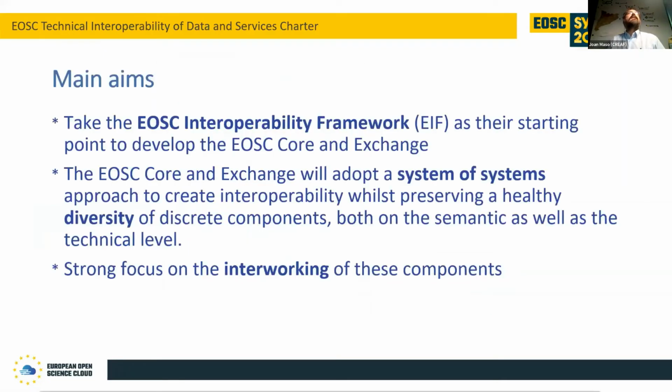Next, please. So the main aims stated in the charter are to take the EOSC interoperability framework as a starting point for developing the EOSC core and exchange. And the EOSC core and exchange will adopt a system of systems approach. That means that we need to work together, but at the same time, we need to respect the diversity of the different discrete components and disciplines, both from a semantic and technical level. So there will be a strong focus on interworking of those components and not so much on harmonization. Next.